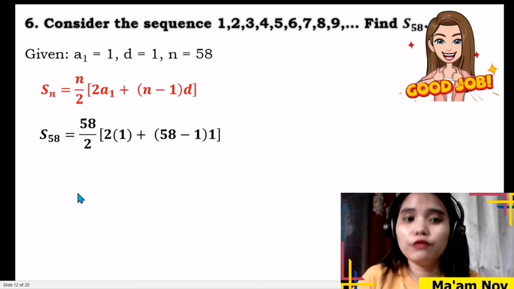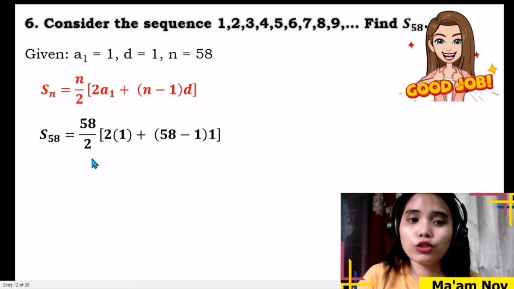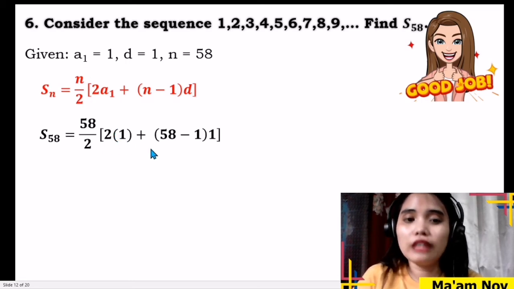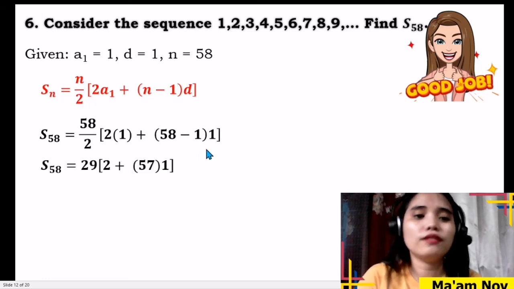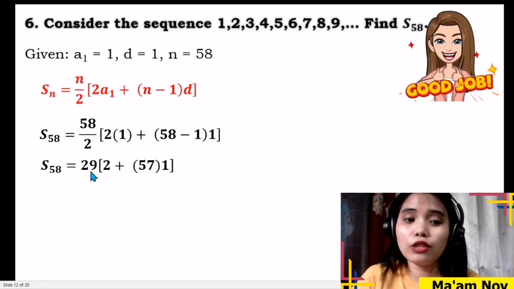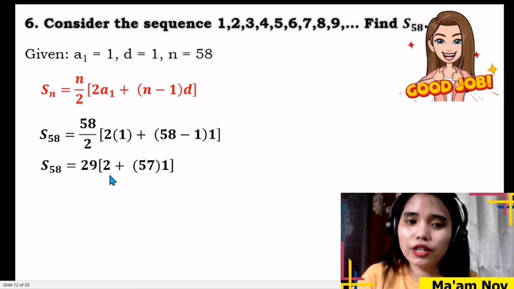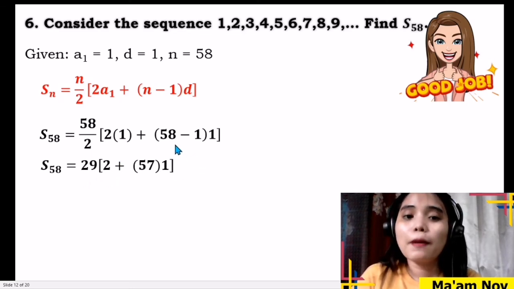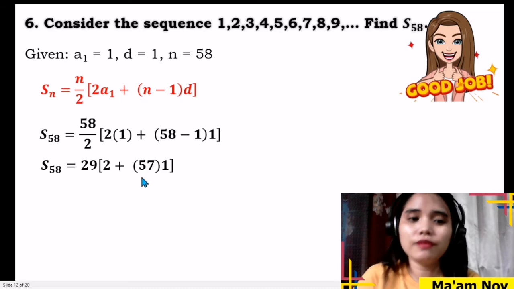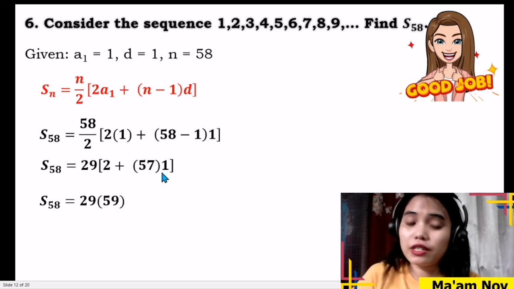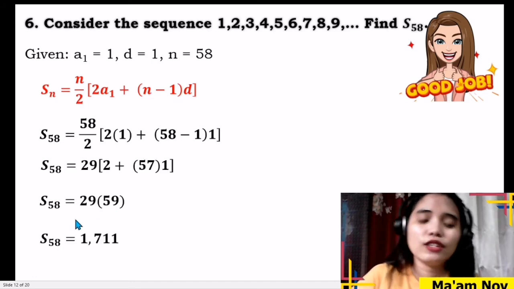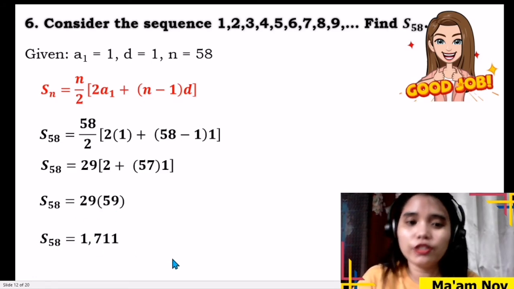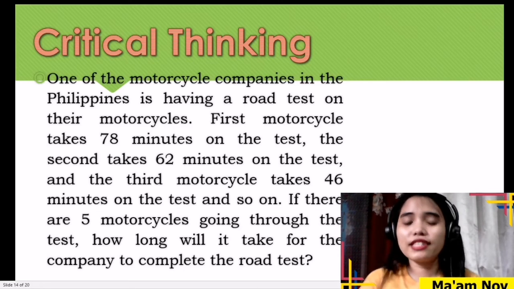So we have S sub 58 equals 58 over 2 times 2 times our first term, which is 1, plus 58, which is our n, minus 1 times 1. So 58 divided by 2 is 29. 2 times 1 is 2. 58 minus 1 is 57. Times 1 is 57. Plus 2 is 59. Times 29. So the answer is 1,711.